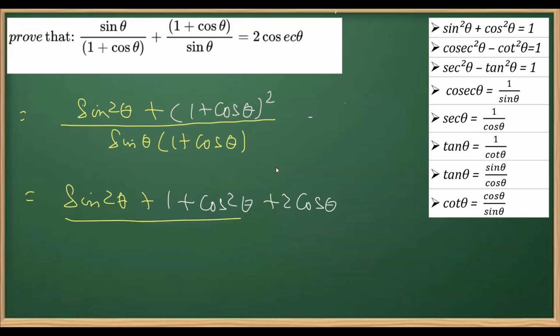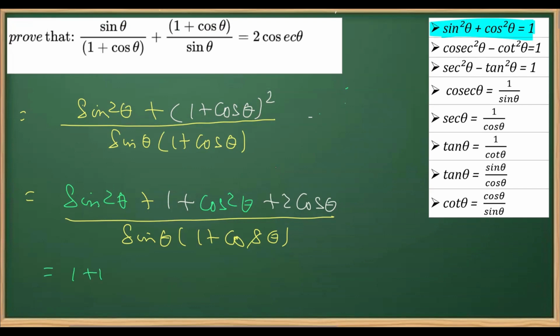As I said in the beginning, and it's very important to remember, we should never open the bracket of the denominator until the last step of the solution. Now what next? I can figure out that this is sine square theta here, and we have cos square theta. So what is sine square theta plus cos square theta? Everybody knows sine square plus cos square is 1. So I'll be writing this as 1, and there is one more 1. So 1 plus 1, that will be 2.